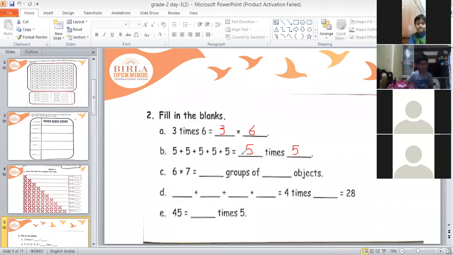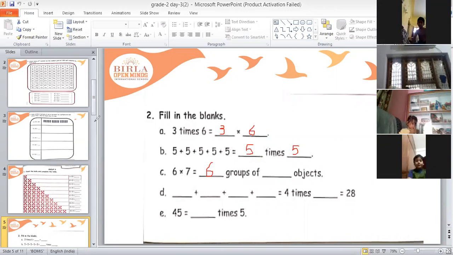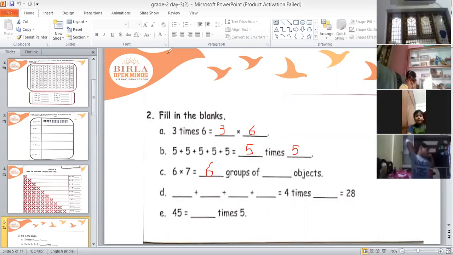Okay. Now your third bit is 6 multiply 7. Aditya Ram, tell me, 6 multiply 7 means how many groups? 6 groups or 7 groups? 6 groups. Very good. So this means 6 groups of how many objects? 7 objects. Very good. So we can read it as 6 groups of 7 objects. Very good, Aditya Ram. That's correct.